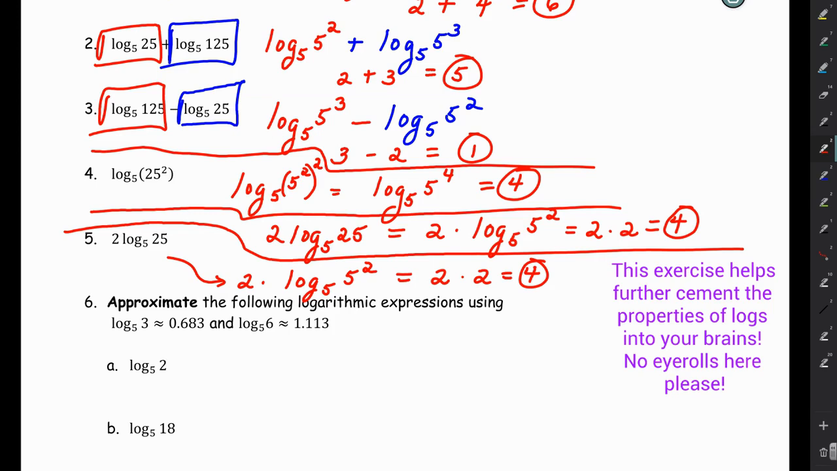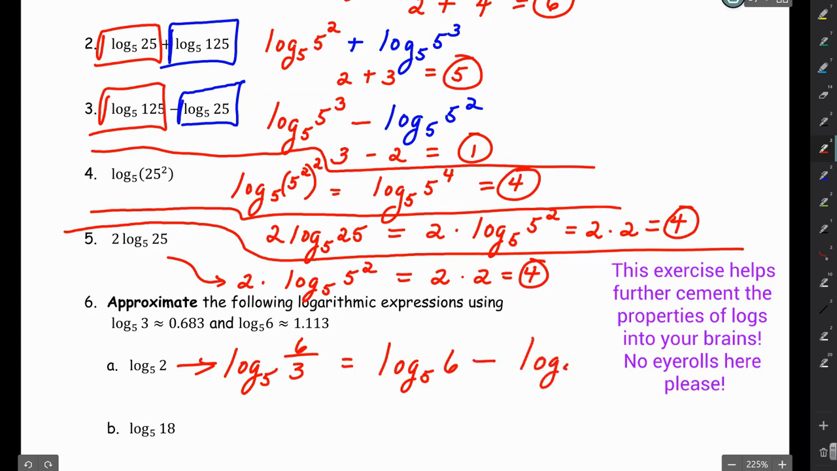Okay, so let's see here. If I say that I have log base 5 of 6 divided by 3. Okay, so far it's exactly the same thing. Instead of writing 2, I wrote 6 divided by 3. Now if I expand that, I could say log base 5 of 6 minus log base 5 of 3. Right, you see how this is getting you to really think about the properties. When I have division and I expand it, I'm going to have subtraction between.